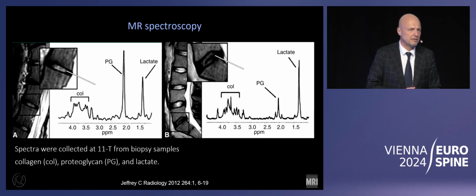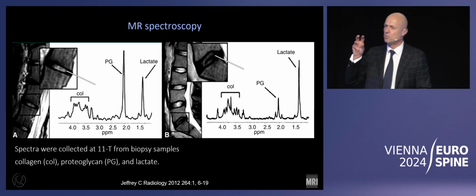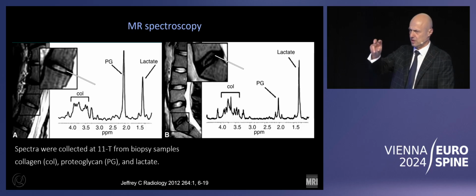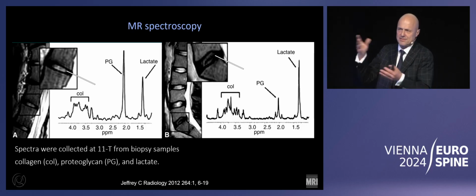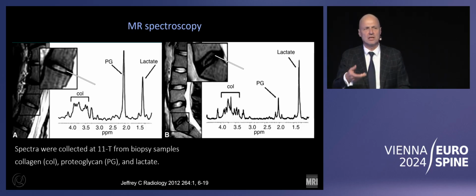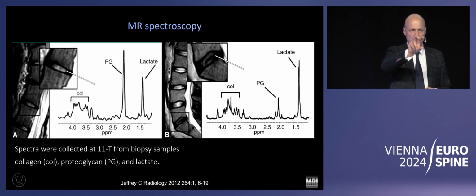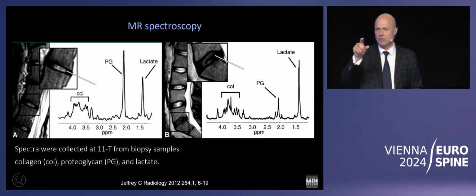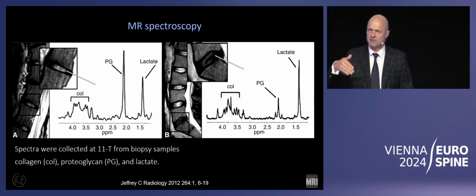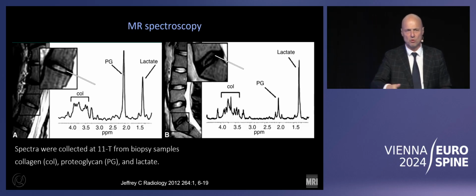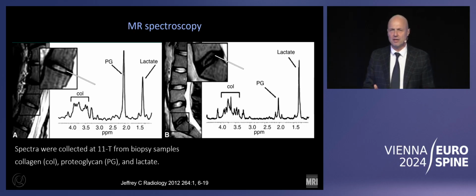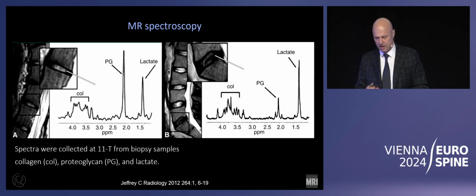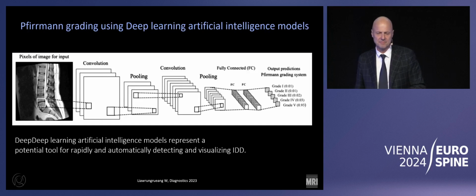Why aren't we using it? The problem is you have to put a voxel into the disc. If you have a collapsed disc, that's not possible. Even in a normal disc, you have to put a voxel inside. It will always be a little bit outside of that disc, so it will be contaminated by the adjacent bone and so on. So it is a difficult and challenging method. However, a very nice one.